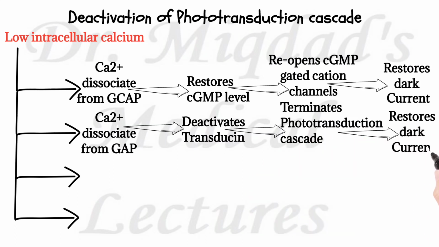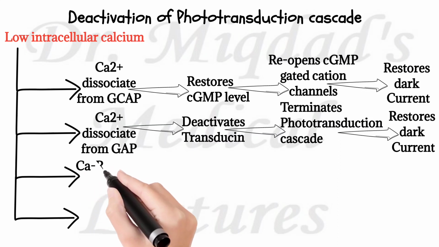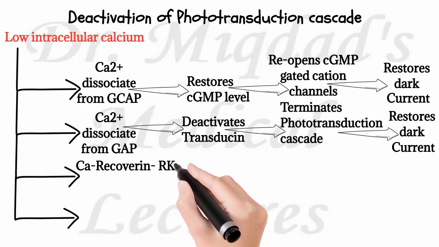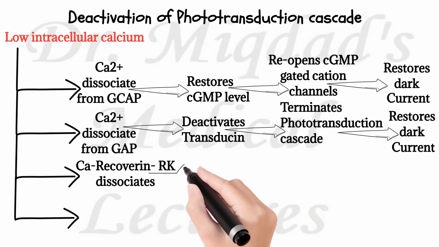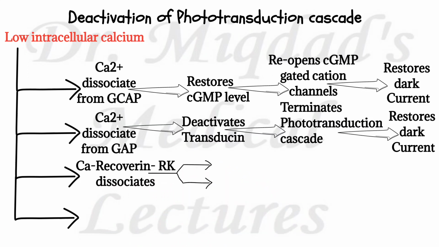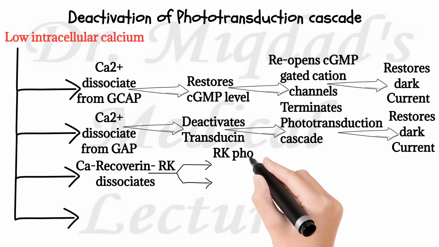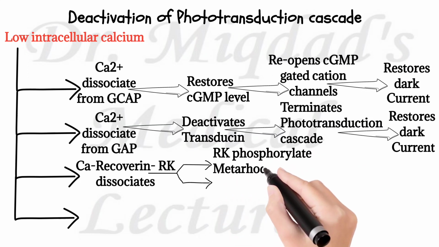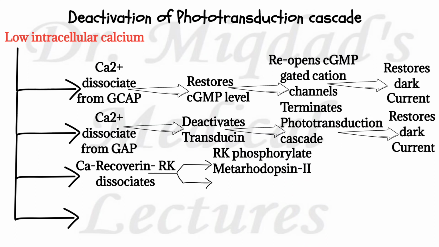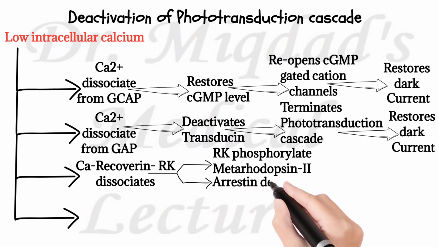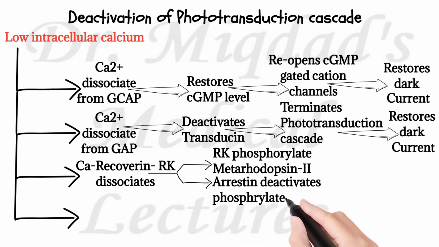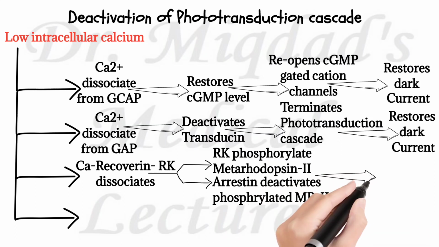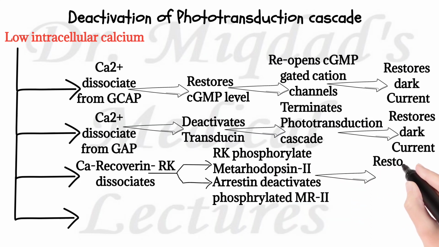Lower intracellular calcium level also makes the intracellular calcium recoverin rhodopsin kinase complex dissociate into calcium and recoverin and rhodopsin kinase. The liberated rhodopsin kinase then phosphorylates metarhodopsin 2, thereby reducing its binding affinity for transducin. Finally, another protein, arrestin, then completely deactivates the phosphorylated metarhodopsin 2, effectively terminating the phototransduction cascade and thereby restoring dark current.